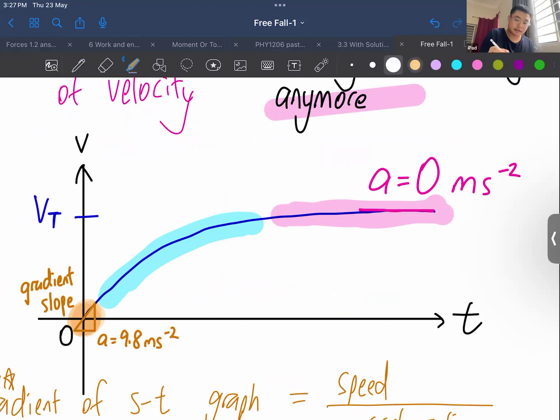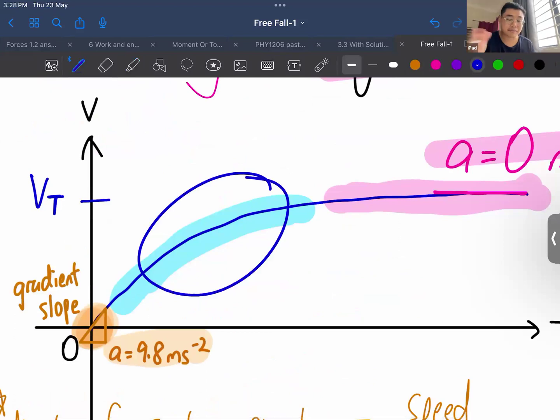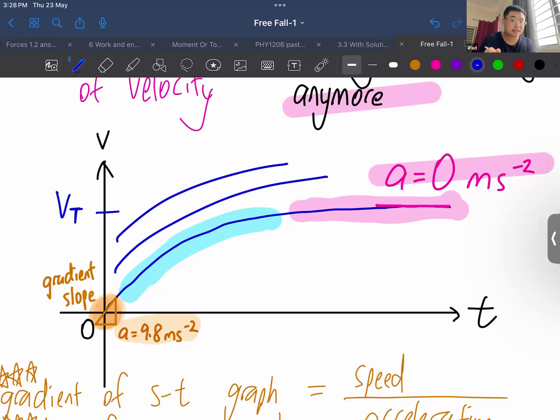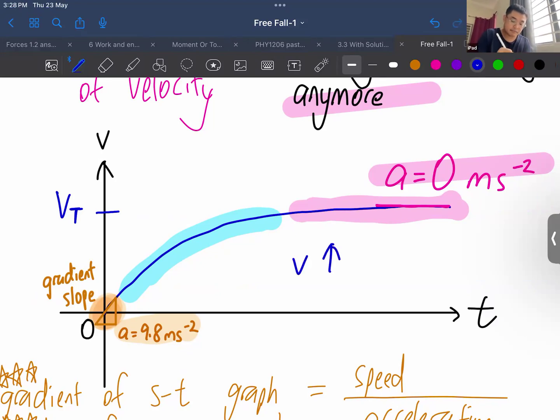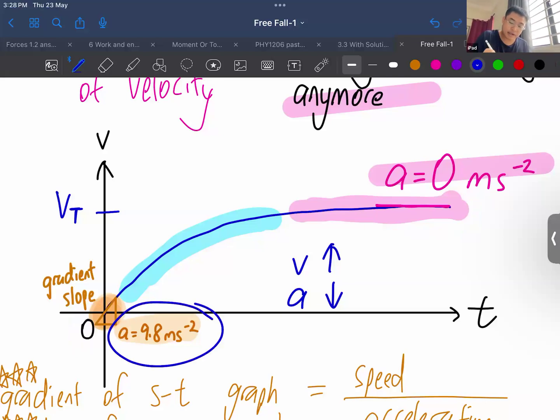I hope the student understand that the acceleration will go from 9.8 all the way to 0. Are you okay? Yes. So in between, of course, your acceleration will decrease from 9.8 all the way to 0. Are you happy? Yes. So actually, throughout the journey, your velocity increases, but your acceleration decreases. Do you agree? You check, your velocity increases from 0 to terminal velocity, because you are getting faster and faster. But your acceleration will go from 9.8 all the way to 0.